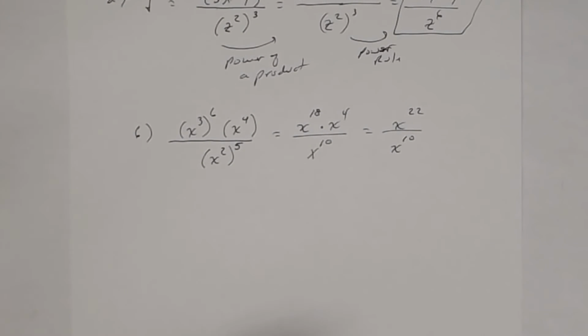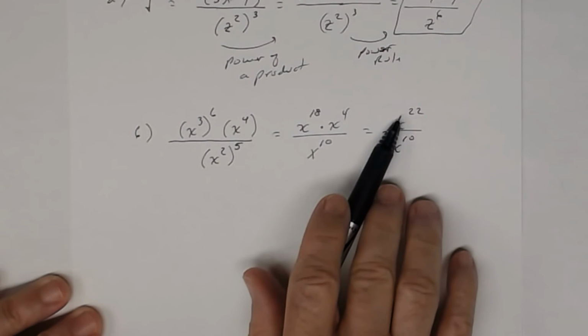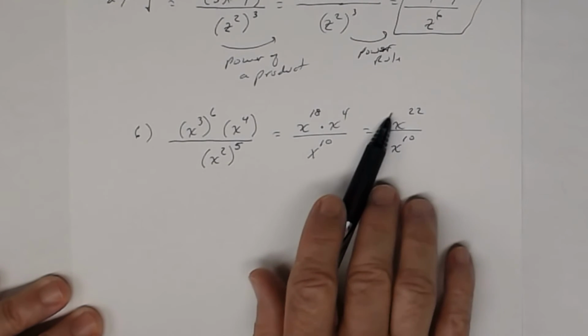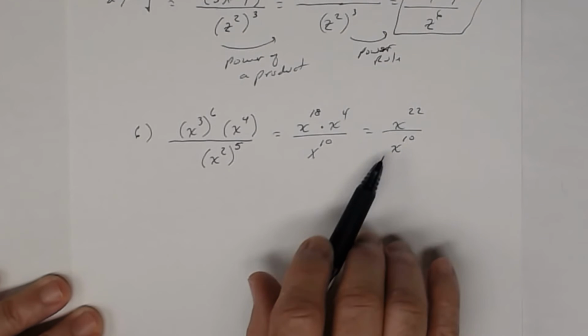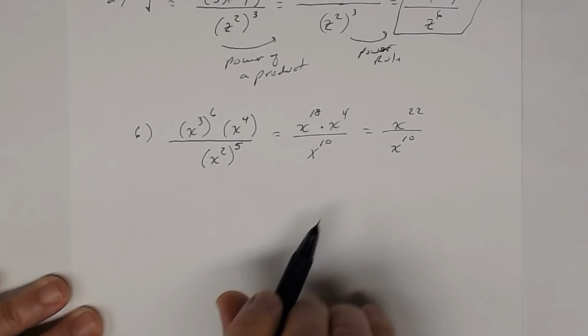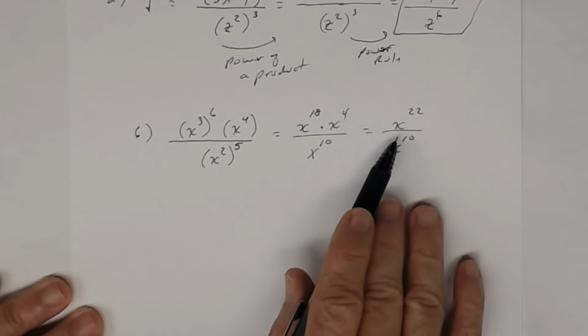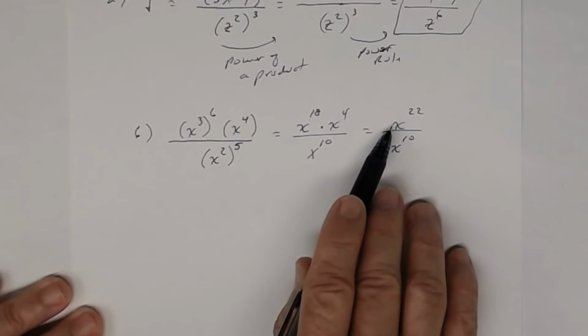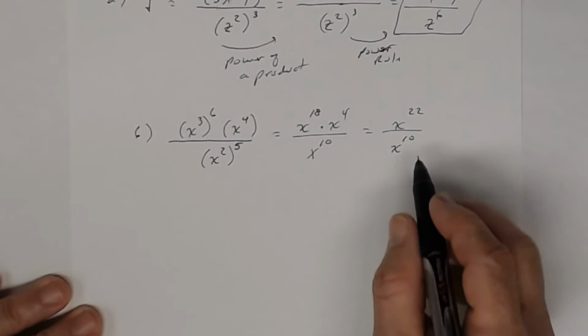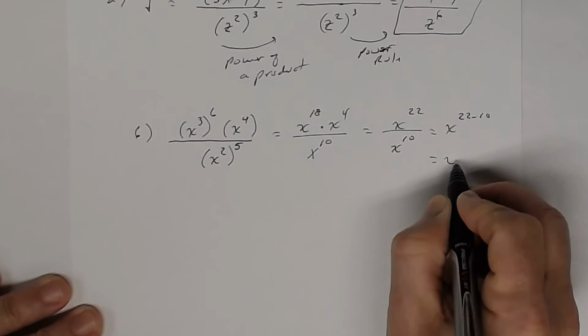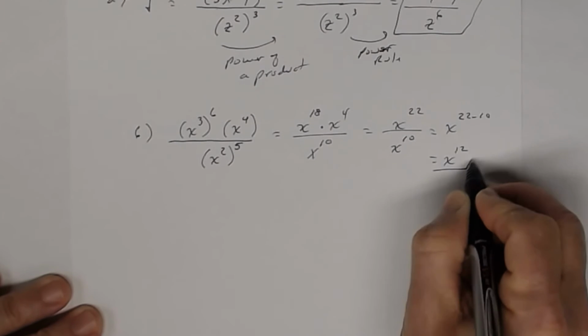Now, look at this situation. You have like bases, right? You have factors of x in the numerator, and you have factors of x in the denominator. So you can simplify that further. Remember the quotient rule? The quotient rule says when you divide like bases, you subtract exponents. So this is going to be x to the 22nd minus 10, which is x to the 12th power.